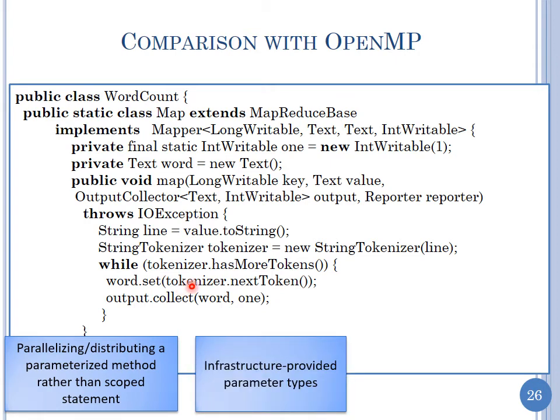And we are working with infrastructure-provided types. You see this output collector, which is parameterized. You see LongWritable. This is the most important constraining type: we are limited to producing key value pairs, parameterized by the type of the key and the value. But otherwise, it's an infrastructure-provided type.